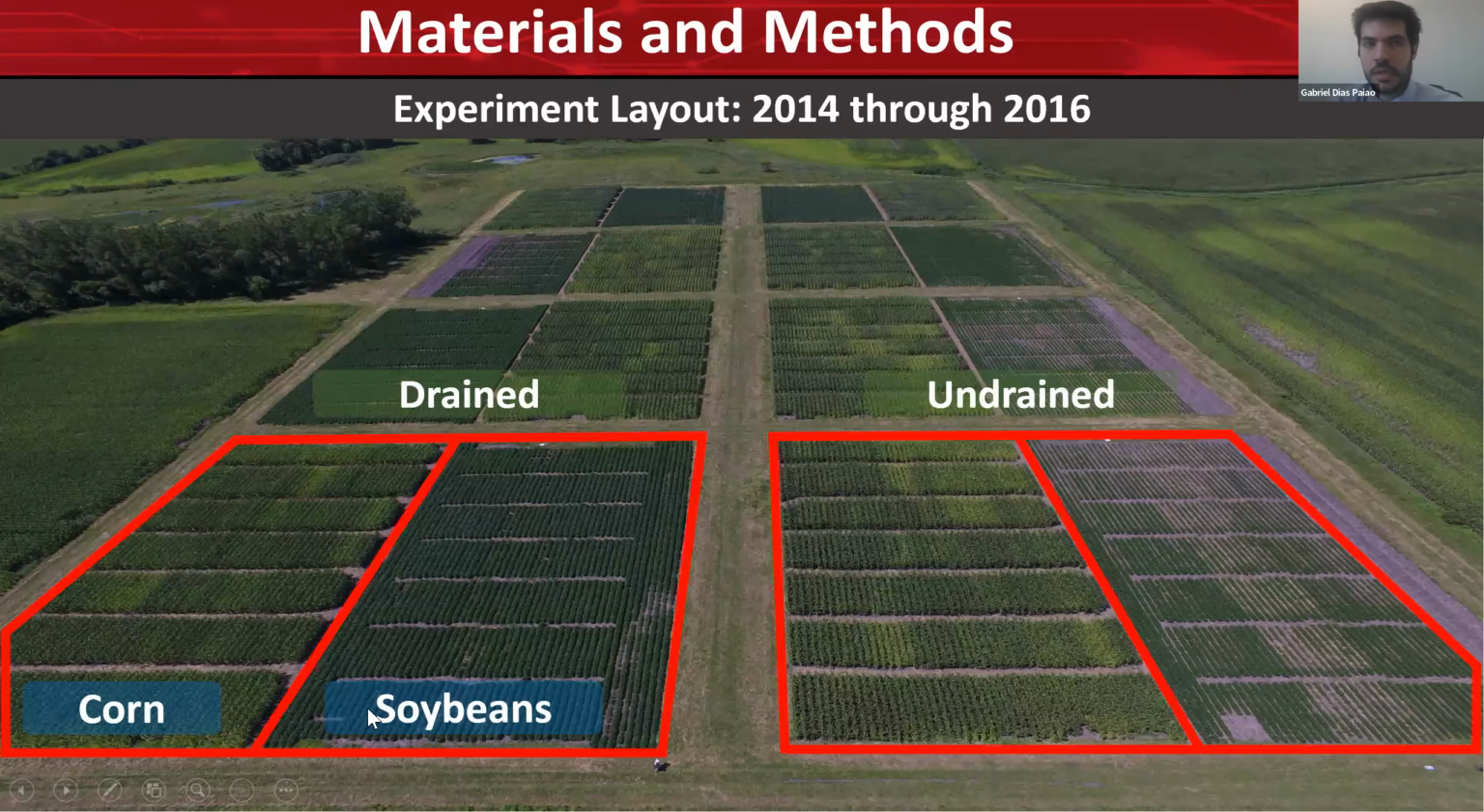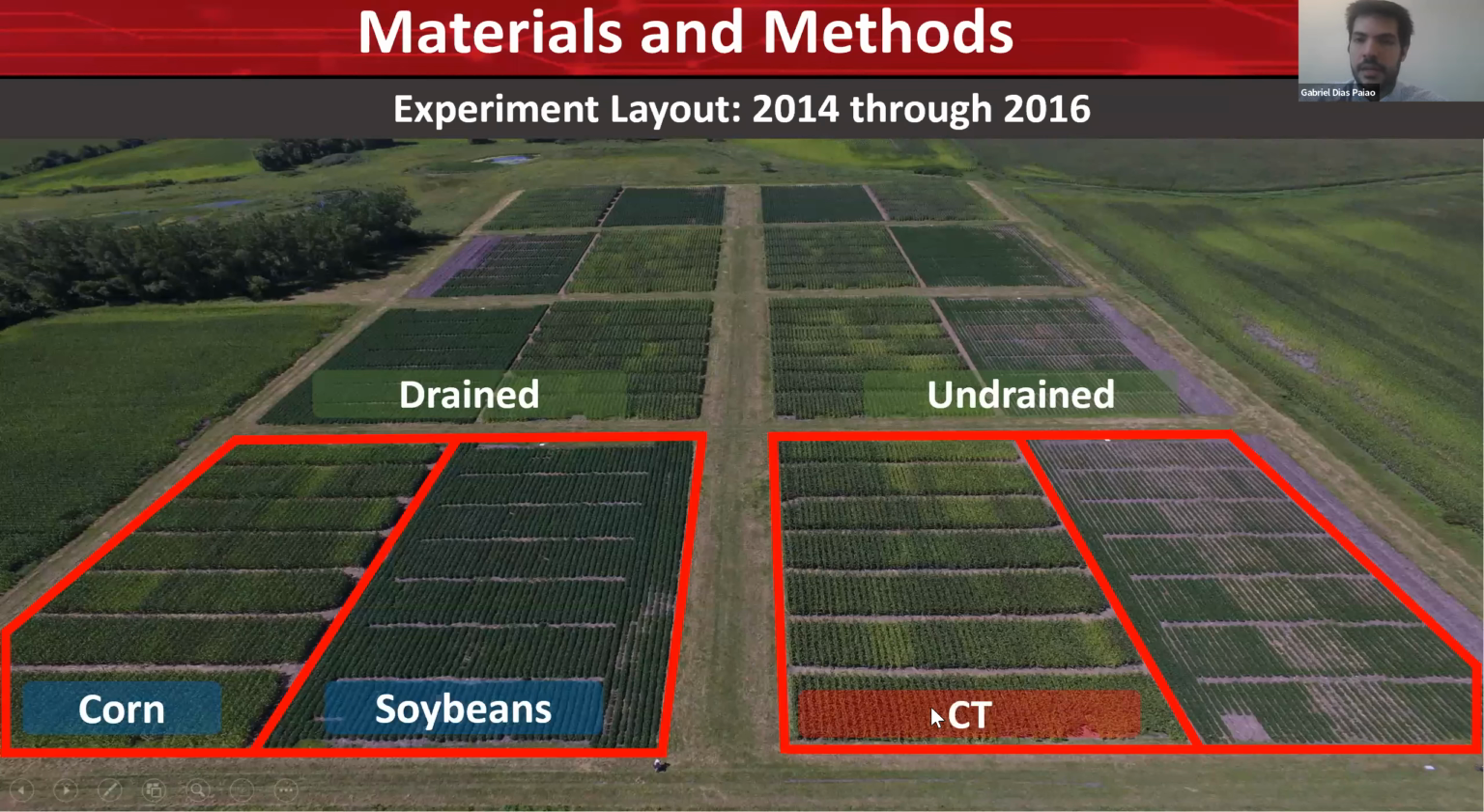And then in 2011, the entire field was tile drained, and drained and undrained blocks were created by leaving the controlled drainage structures fully open for the drained blocks, and the controlled drainage structures were left fully closed for the undrained. But the entire field had drainage, but we just closed the controlled drainage structures to create undrained blocks.